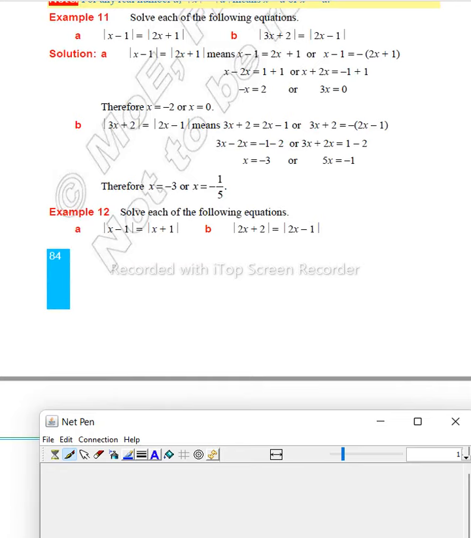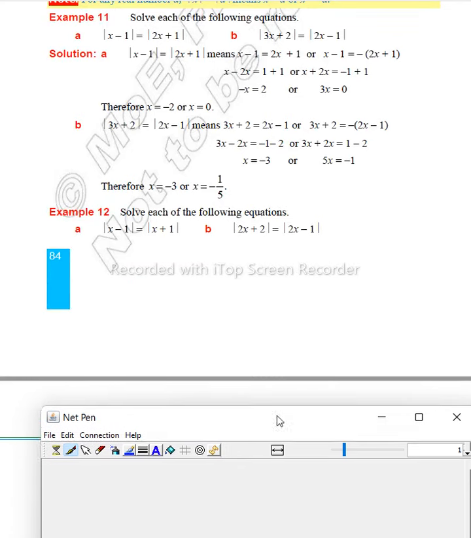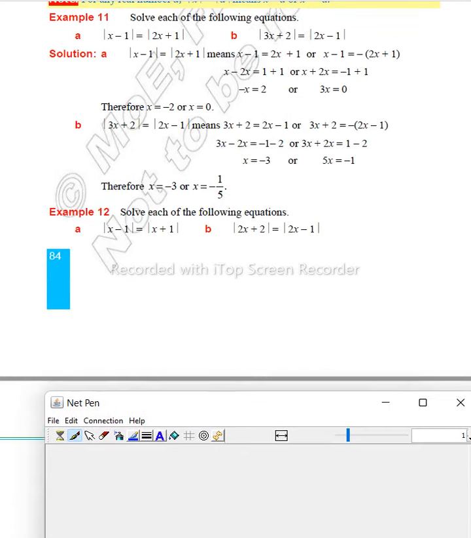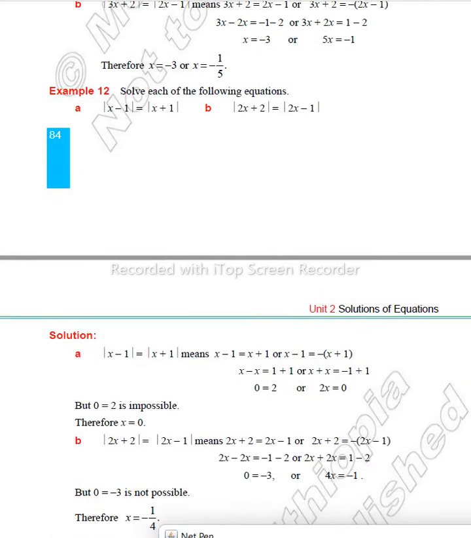So here we have another example. Solve each of the following equations. We have the same question as in example 11. So we can leave it as it is. It means x minus 1 is equal to x plus 1, or x minus 1 is equal to minus (x plus 1). So x minus x is equal to 0. 1 plus 1 is equal to 2. So 0 is equal to 2.